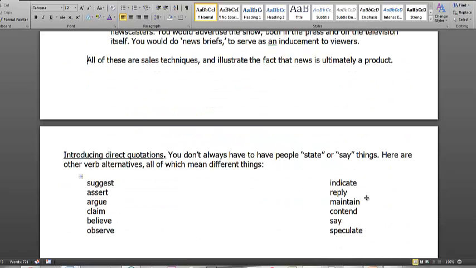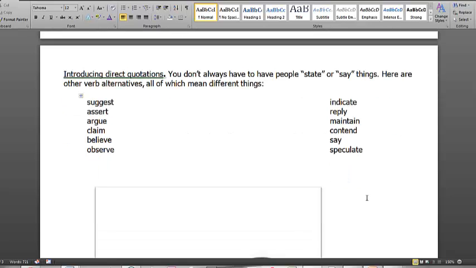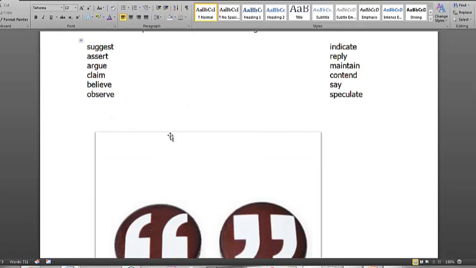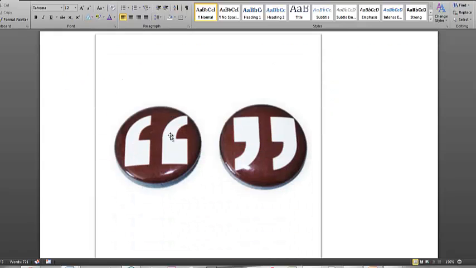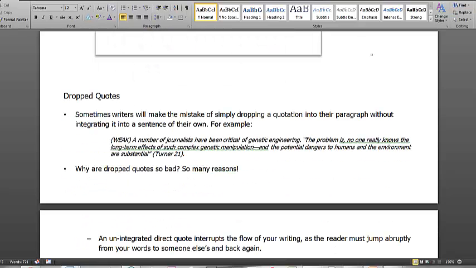Okay, so how would you introduce direct quotations? Instead of saying "say" or "state" all the time, you can use these words when you're talking about how a writer is doing something. So you could say the writer asserts or speculates, or their emotions indicate, or something like that. You can use these words with inferences as well. We're going to look at one other thing. Here are your quotation marks. We're going to look at avoiding dropped quotes.